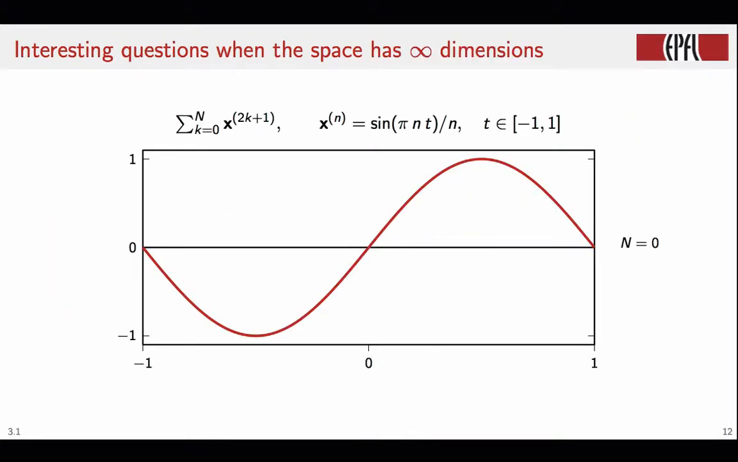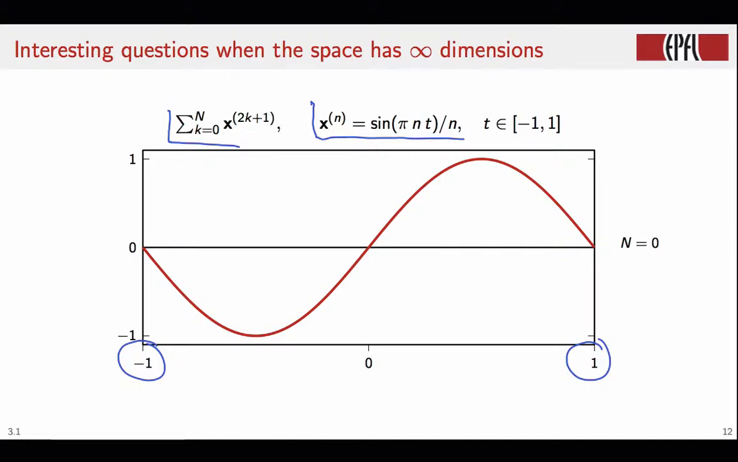Now, interesting questions appear when we go to spaces of infinite dimensions. So we look at the interval here of -1 to 1, which is a continuous interval, and so the intuition is that there is no finite dimensional basis that will be able to represent an arbitrary function on this interval. So let's look at a particular basis. It is built up from so-called sine x over x, or more precisely, the nth basis vector here is given by sine pi nt over n, defined on the interval -1 to 1. And we look at the summation of adding more and more of these basis vectors. So the summation goes from k equal to 0 to capital N, so it has N plus 1 terms, and we look at the vectors with index 2k plus 1.